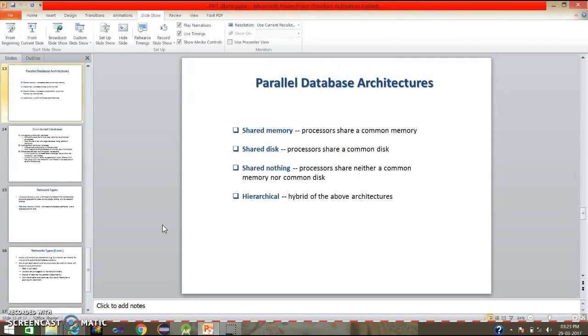Parallel database architecture. In this architecture, four components are present: shared memory, shared disk, shared nothing, and hierarchical. In shared memory, processors share a common memory, and in shared disk, they share a common disk. In shared nothing, processors share neither a common memory nor a common disk. Hierarchical is a hybrid of the above architectures.